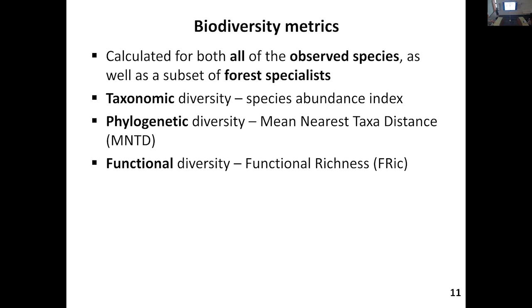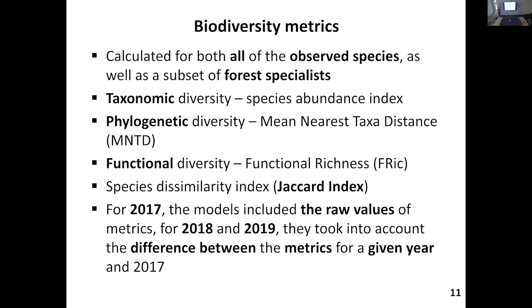We had functional diversity, for which we had functional richness. We had a Jaccard index, a species dissimilarity index, which tells you about the species turnover within consecutive years, like the species composition changes within years.